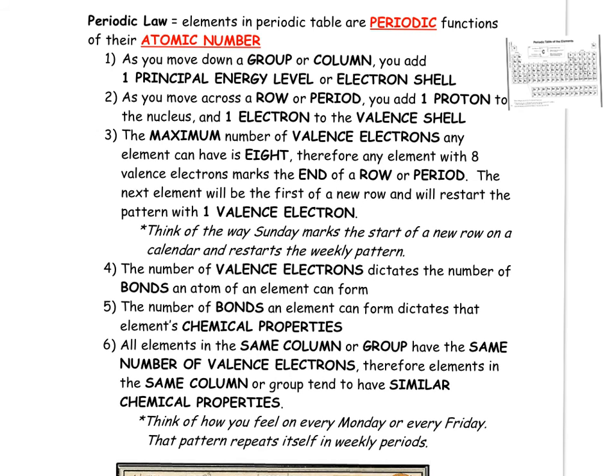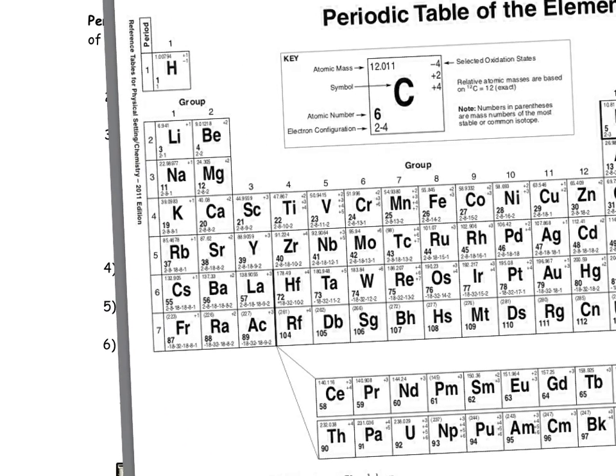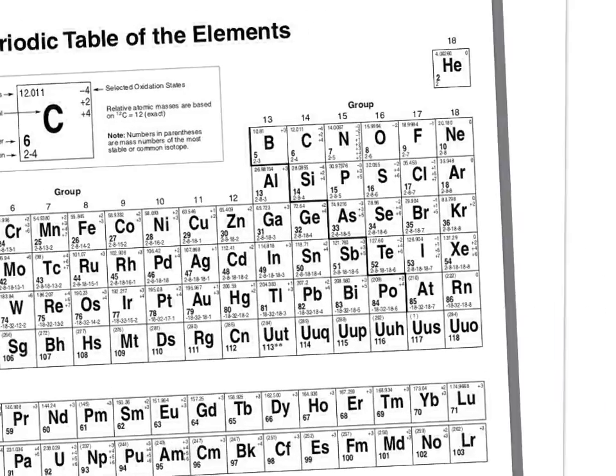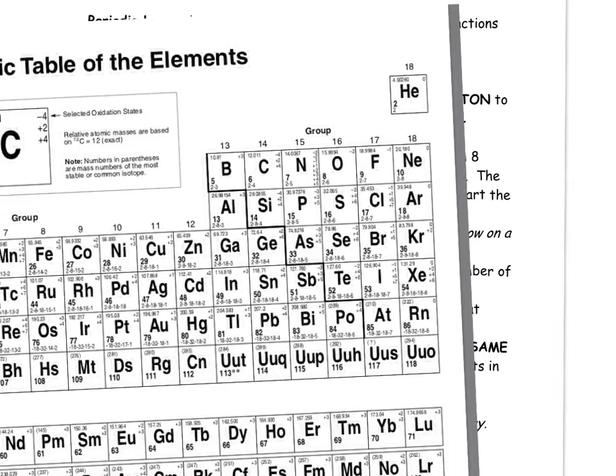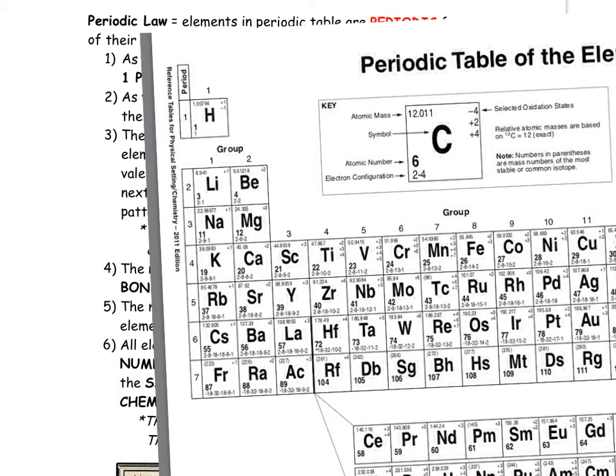Alright, as you move down a group or column. Now, a group or a column on the periodic table, here we go, is this. This is a group. This is called group 1. This is called group 2, 3, 4, 5, 6, and so on, all the way over to 18 groups. Okay, so 18 right here, 18 groups. They have some special names. We'll get to them later on in the video.